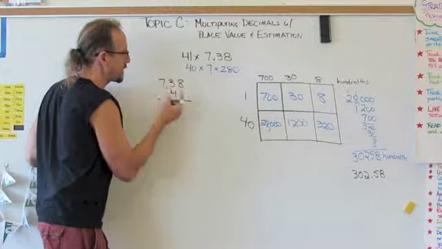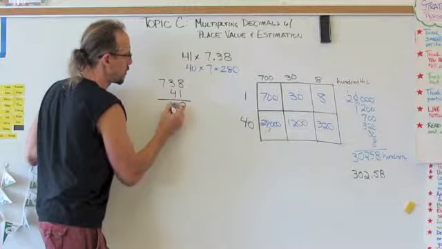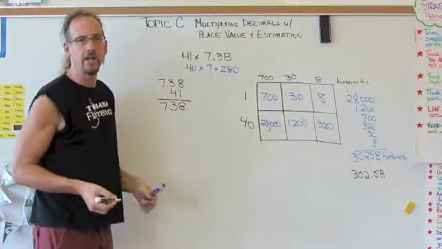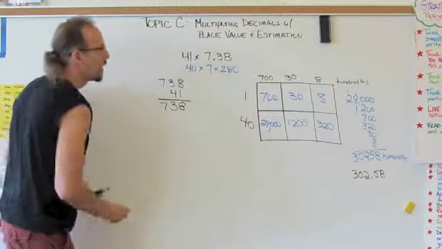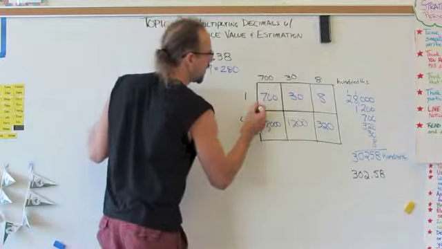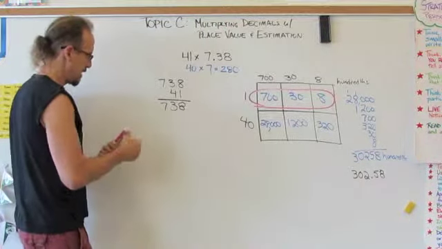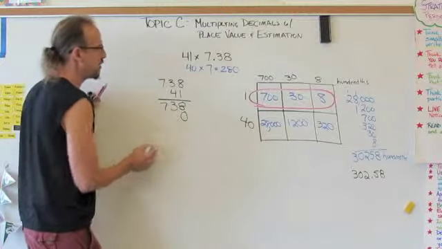We forget about the decimal and just multiply. 1 times 8 is 8. 1 times 3 is 3. 1 times 7 is 7. And again, we're asking kids, where is that 738? And they're going to find it on the area model there and see that it's right there. And then we're going to do the tens place, put that 0 down.